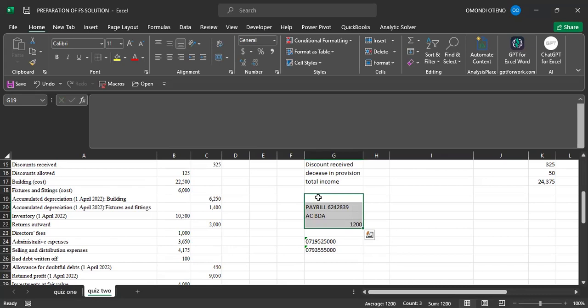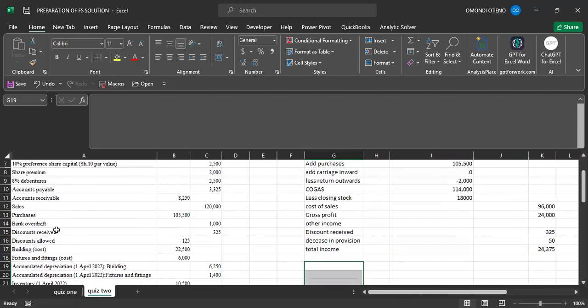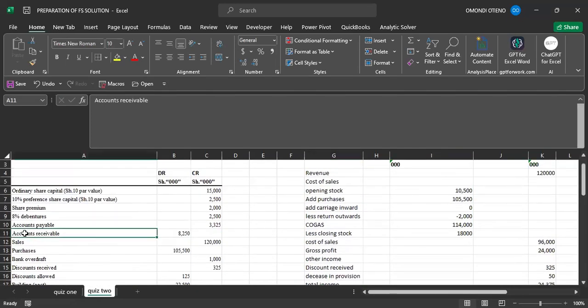Where have you gotten 8250? Oh, okay. So that's what we have there. Lillian is not seeing 8250. Please help us get to this figure. Accounts receivable, accounts receivable, ndio hii hapa.